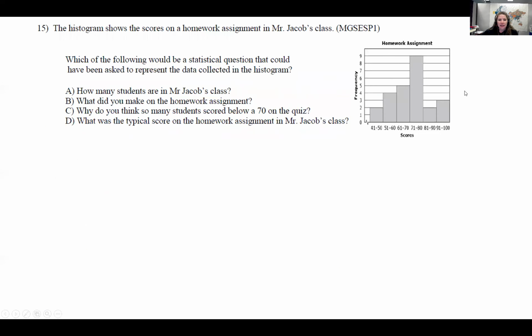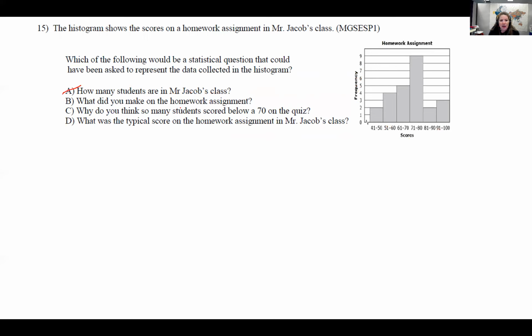Number 15, the histogram shows the scores on a homework assignment in Mr. Jacobs' class. Which of the following would be a statistical question that could have been asked to represent the data? All right, so we have homework assignment as the title of our histogram, frequency, and our scores. How many students are in Mr. Jacobs' class? That would be a definite answer, one answer, so that's out.